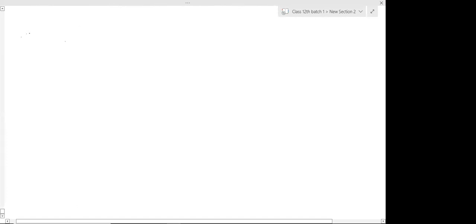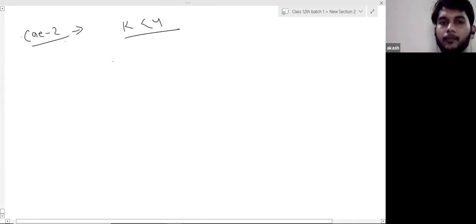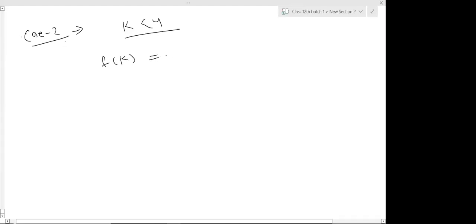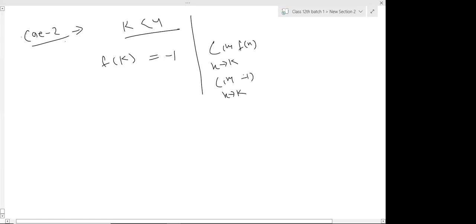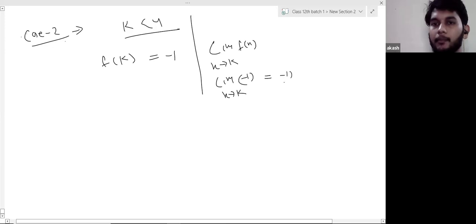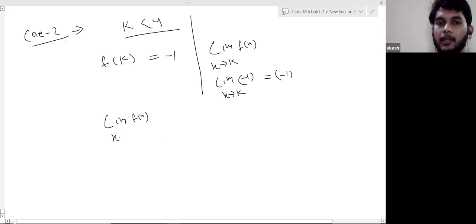So we can write case 2. K is less than 4. So what will be f of k? Minus 1. And limit f of x extending to k, what will be f of x? Minus 1. So this value will be minus 1. So we can see limit f of x extending to k is equal to f of k.